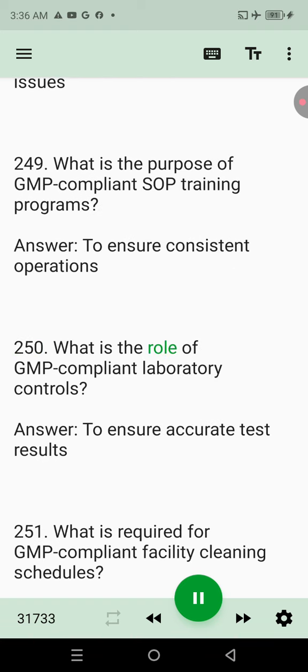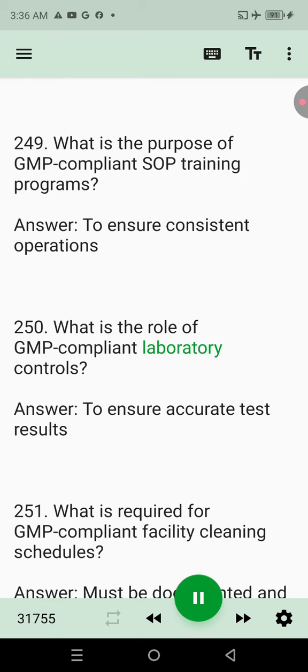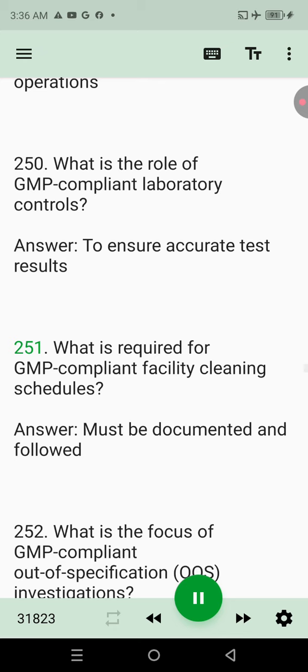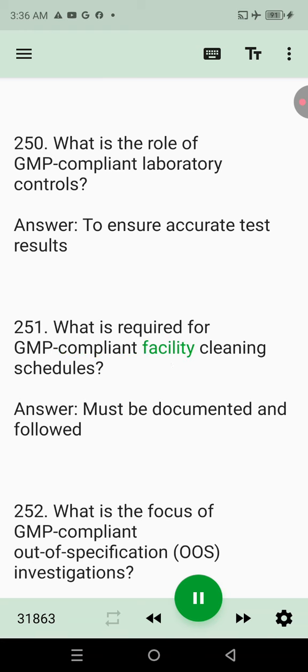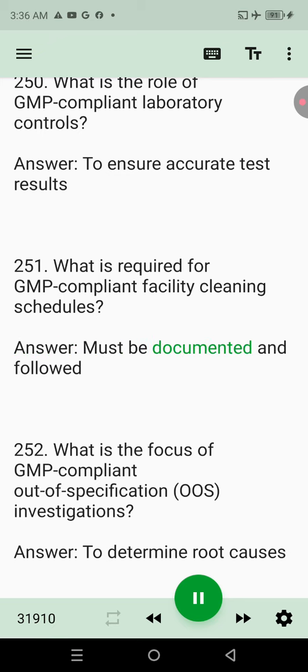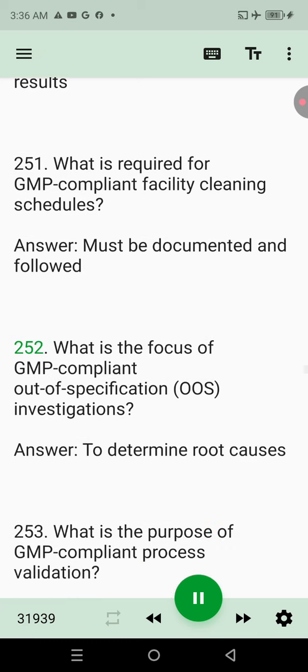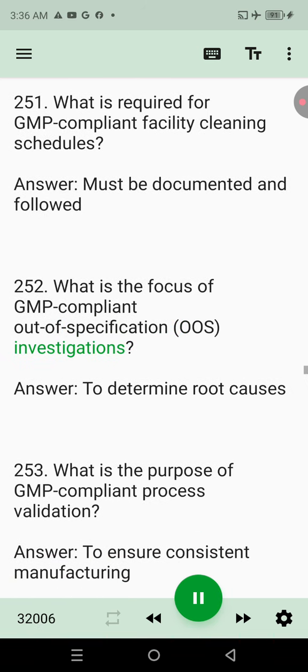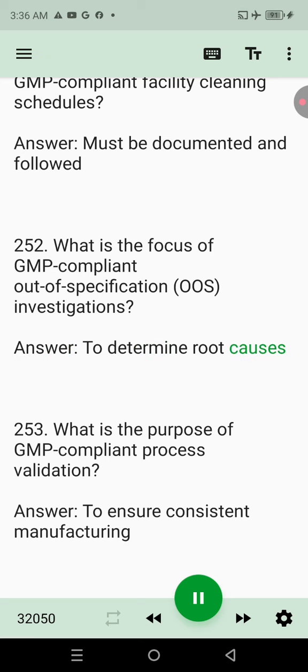250. What is the role of GMP-compliant laboratory controls? Answer: to ensure accurate test results. 251. What is required for GMP-compliant facility cleaning schedules? Answer: must be documented and followed. 252. What is the focus of GMP-compliant out-of-specification OOS investigations? Answer: to determine root causes.